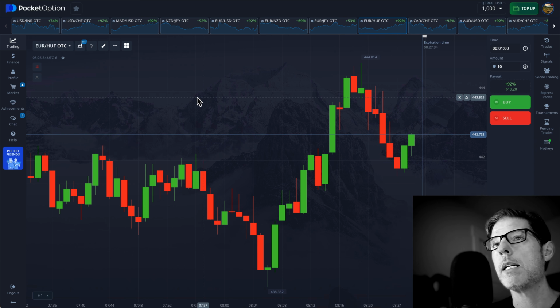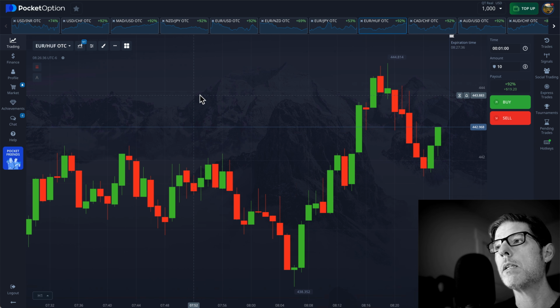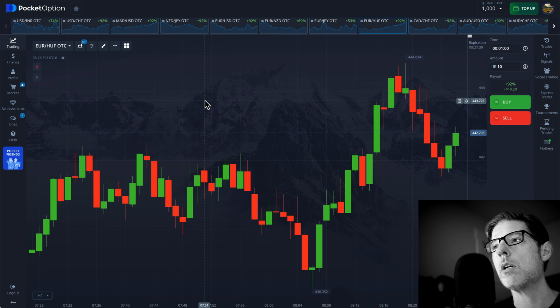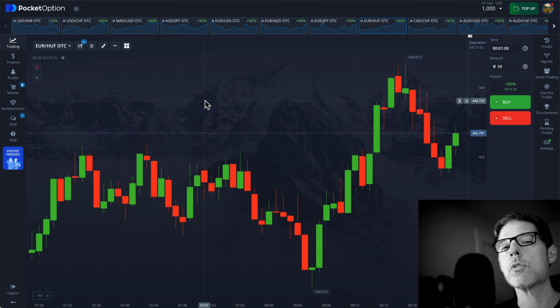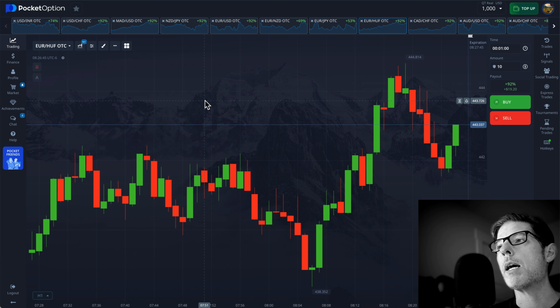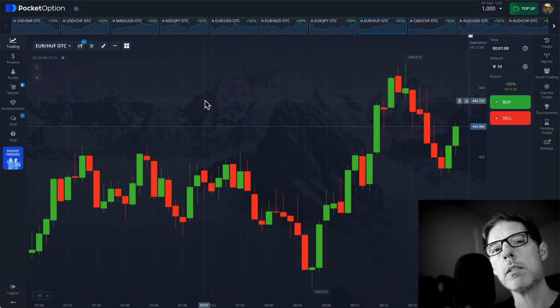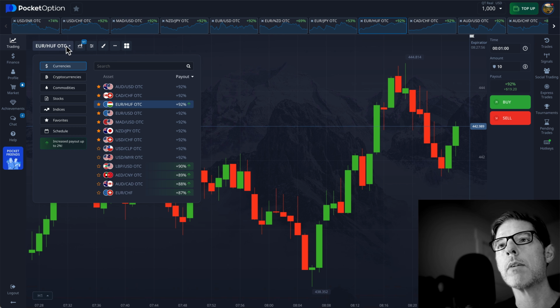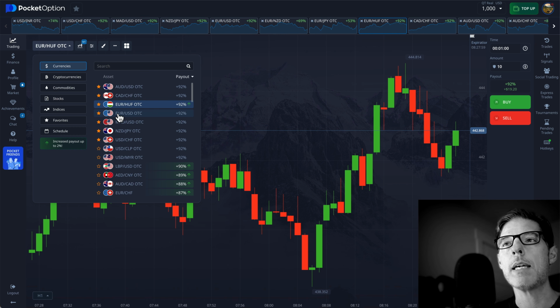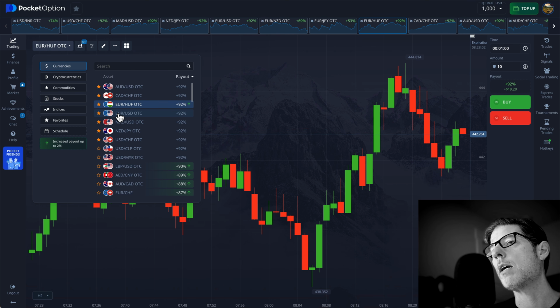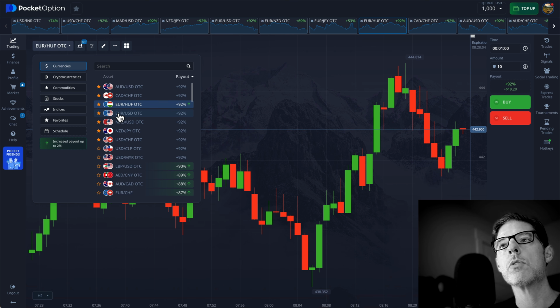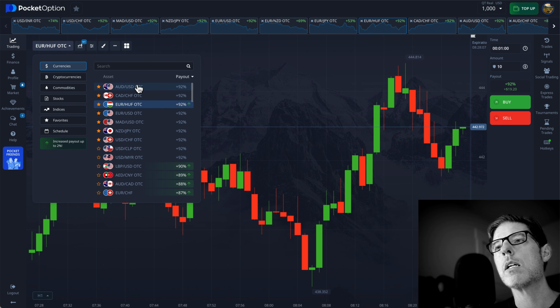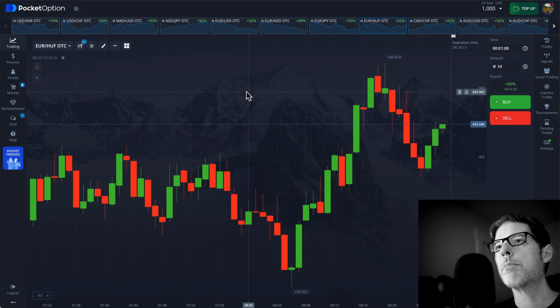So I'm in Pocket Option right now, and I just have this random chart opened here. It doesn't really matter what it is. I'm using OTC pairs, which means that I can trade any time of the day. I'm not restricted to any market time frame, and I'm not waiting for the market to open. It could be closed, it doesn't matter. You can find those underneath the currency and assets menu over here. Just make sure it says OTC and that it's paying out close to around 90%. But yeah, pretty basic stuff.